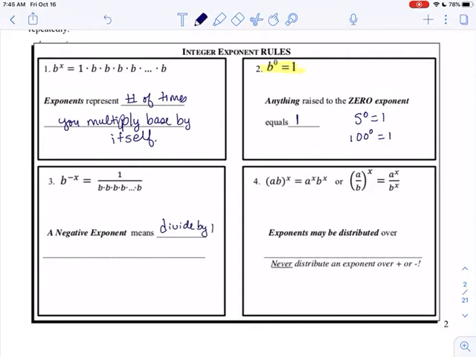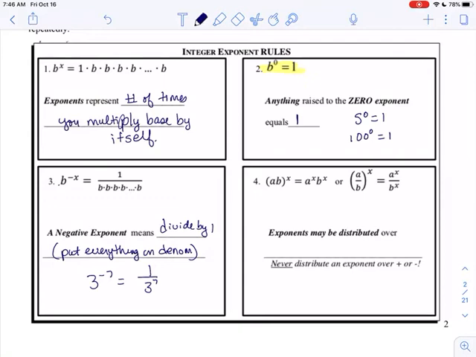Now when I have negative exponents, that means to divide by 1. Basically, you just put everything in the denominator and make it positive. So b to the negative x is 1 over b times b times b. Whatever x is, that's how many b's I would have. So if I have 3 to the negative 7, it's 1 over 3 to the positive 7. So that's how I take care of negative exponents.